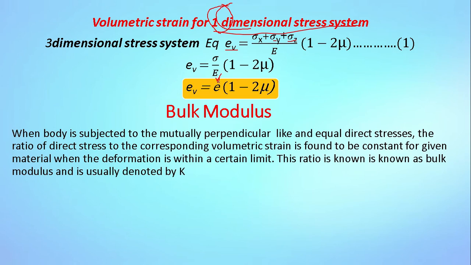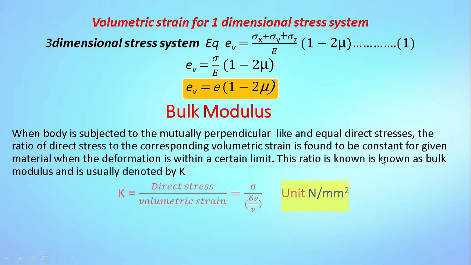Next, bulk modulus. When a body is subjected to mutually perpendicular, like and equal direct stresses, the ratio of direct stress to corresponding volumetric strain is found to be constant for a given material when deformation is within certain limit. This ratio is known as bulk modulus and usually denoted by K. So mathematically, capital K is equal to direct stress divided by volumetric strain, which is equal to sigma divided by delta V divided by V.